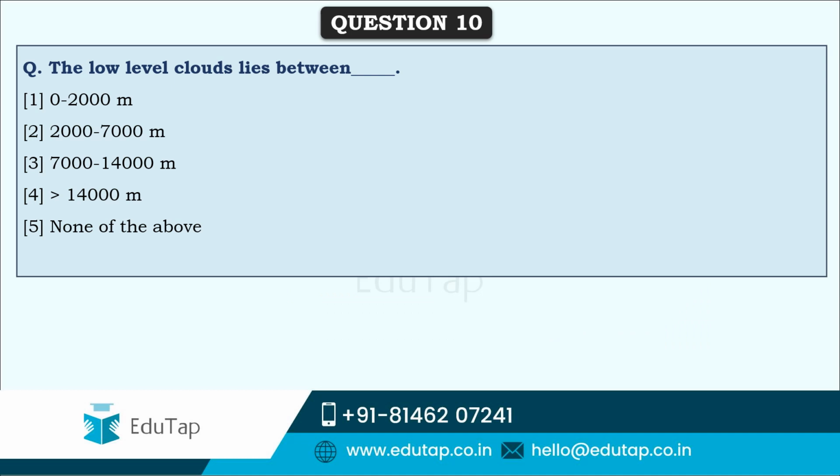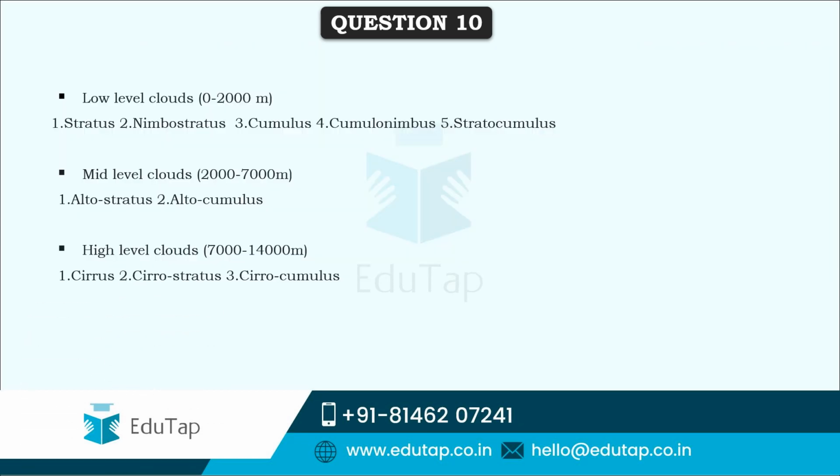So friends, here comes the next question. The low level clouds lie between 0 to 2000 meters, and from 2000 to 7000 meters they are medium level clouds, and from 7000 to 14,000 meters they are high level clouds. Low level clouds include stratus, nimbostratus, cumulus, cumulonimbus, stratocumulus. And here cumulus and cumulonimbus are usually vertically extending clouds, and sometimes they can even go beyond one or two layers of the atmosphere. Mid-level clouds: altostratus and altocumulus. High-level clouds: cirrus, cirrostratus and cirrocumulus.